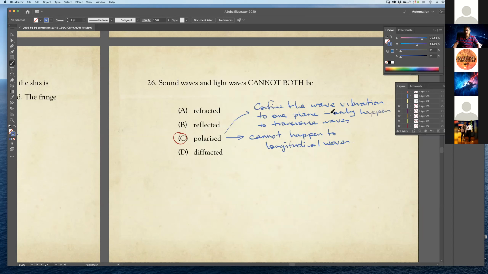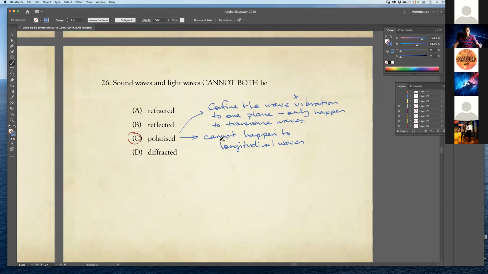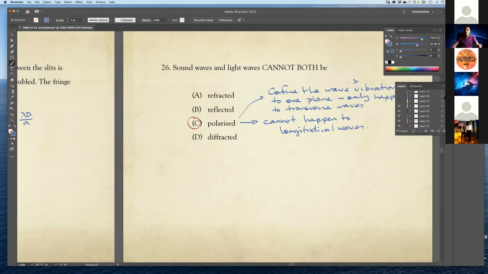All right, again, we have a lot of information on that. I passed around the Polaroid film in class, and we rotated the film and we saw what we saw with our watches and our calculators and all of that. So we have some experience. I'm just referencing this concept of polarization to show where we did it in lessons and in school. All right? So therefore, the answer is C. Okay, number 27.